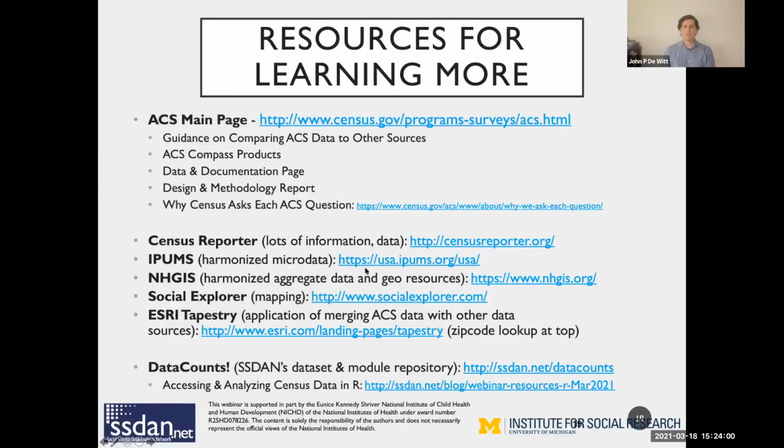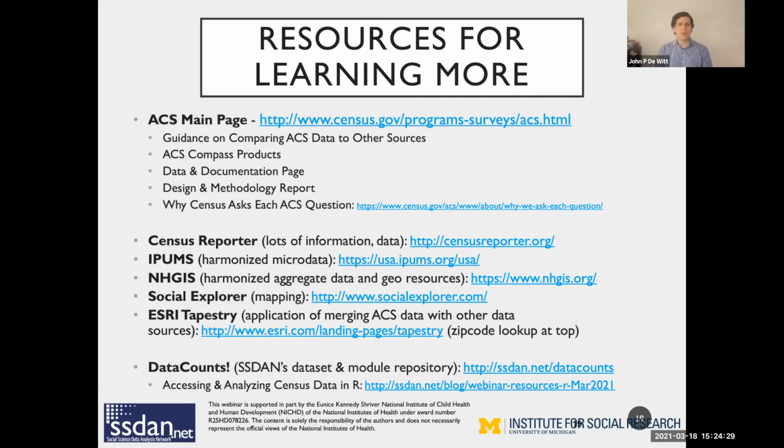There are many resources for learning more about the American Community Survey and analyzing it. Some of our favorites are right here. There's, of course, the Census Bureau's main page on the American Community Survey. As I mentioned, there's a link here that provides why each question on the American Community Survey is asked. There's a rationale for every question there.